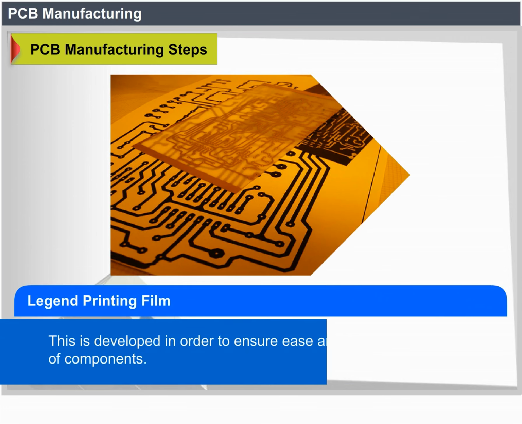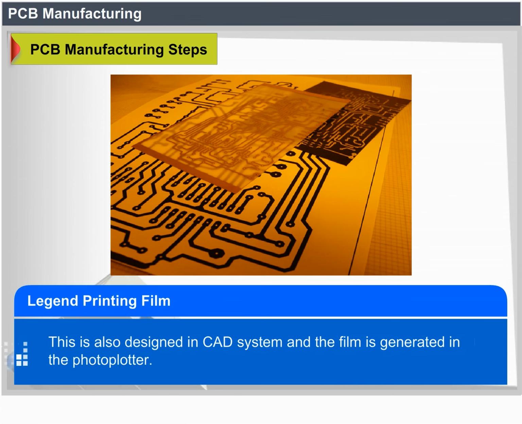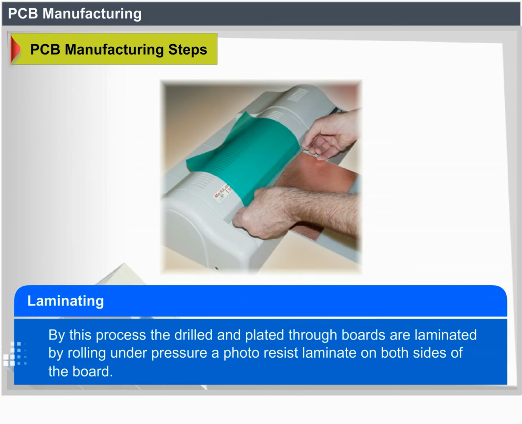Legend printing film. This is developed in order to ensure ease and fastness during soldering of components. This is also designed in a CAD system and the film is generated in the photoplotter. Laminating. By this process, the drilled and plated-through boards are laminated by rolling under pressure a photoresist laminate on both sides of the board.